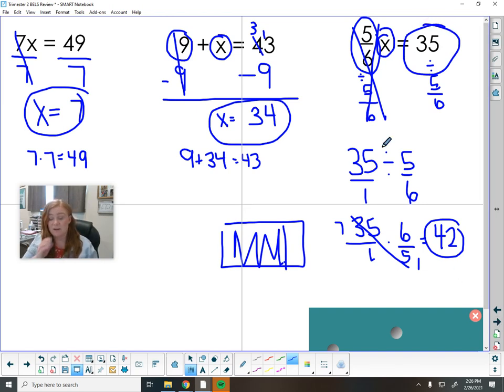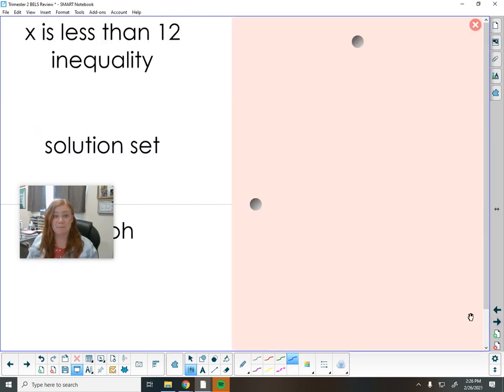So remember, when we're solving for the variable, do the opposite to both sides. What is happening? How can I get rid of that number? Do the same to both sides.